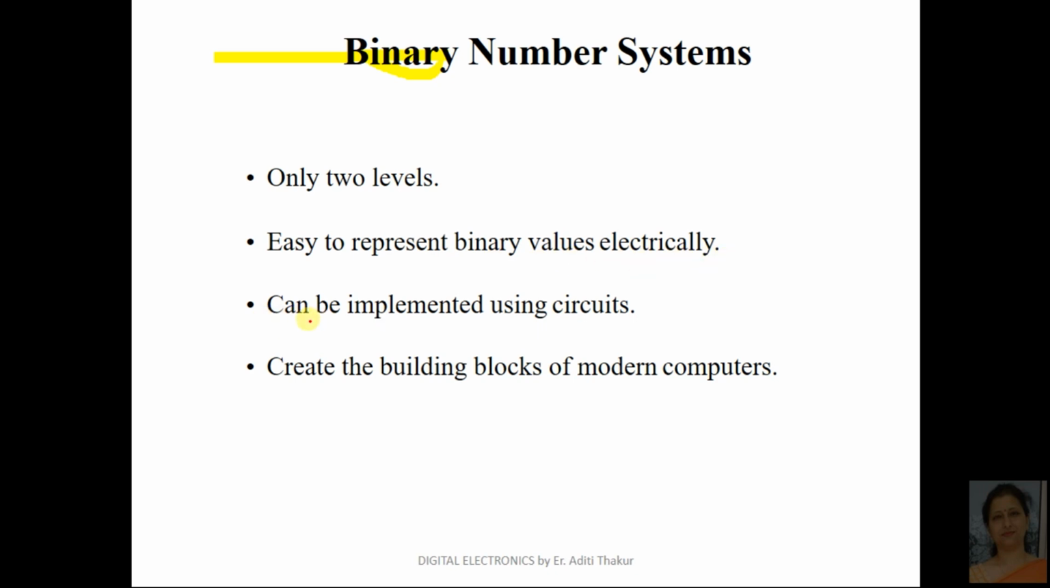Now it can be implemented using circuits. We can easily implement these binary numbers using our digital circuits, which include gates and other combinational and sequential circuits. These create the building blocks of modern computers. That means our computer relies on the language of 0 and 1. So our modern computers rely on this language, that means it is a building block for modern computers.